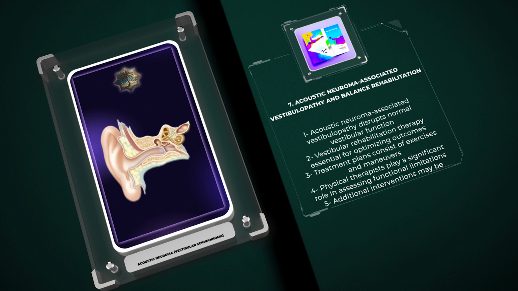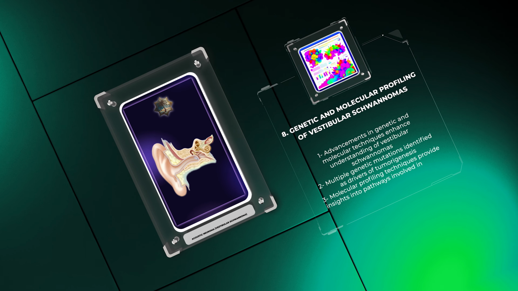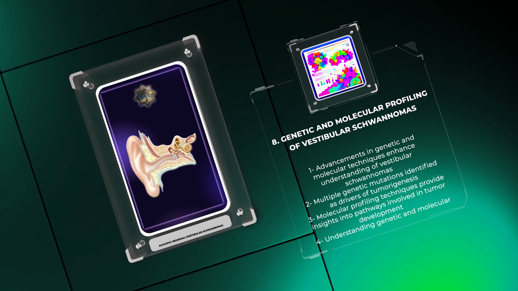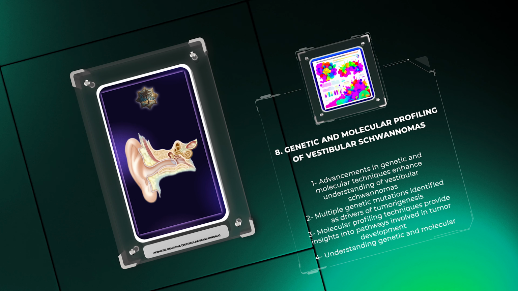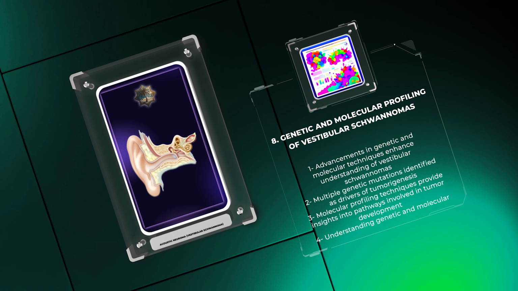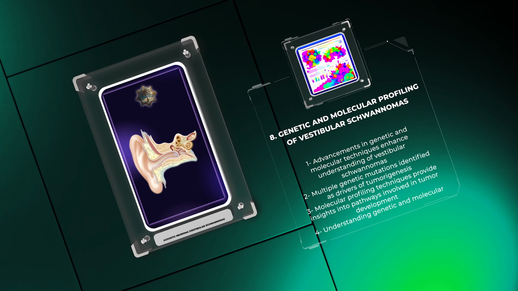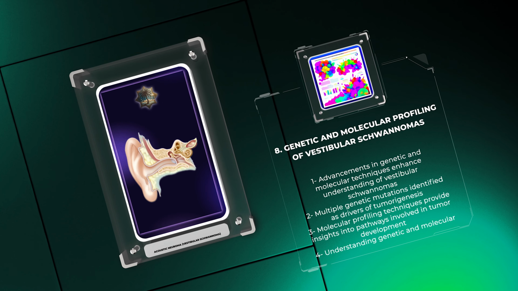In some cases, additional interventions, such as the use of assistive devices or gait training, may be necessary to achieve optimal functional recovery. Recent advancements in genetic and molecular techniques have enhanced our understanding of vestibular schwannomas. Multiple genetic mutations have been identified as drivers of tumorigenesis, particularly in NF2-associated and sporadic cases. The most common mutations encountered in vestibular schwannomas include alterations in the NF2 gene, which is known to suppress tumor growth. Studies have also revealed additional genetic abnormalities contributing to tumor progression and resistance to therapies, such as mutations in the SMARCB1 and TRAF7 genes.